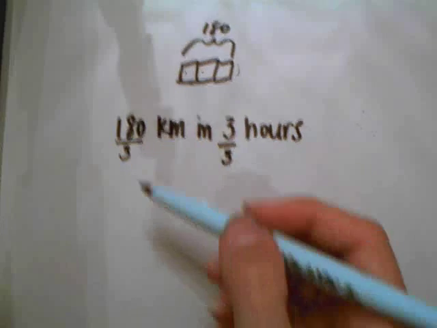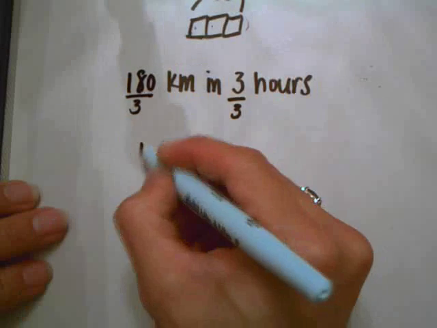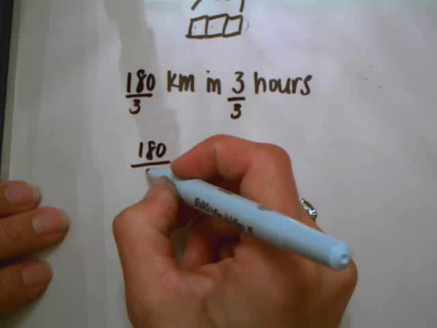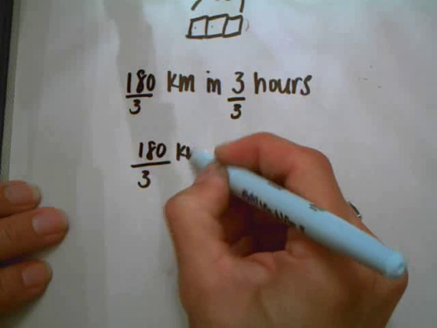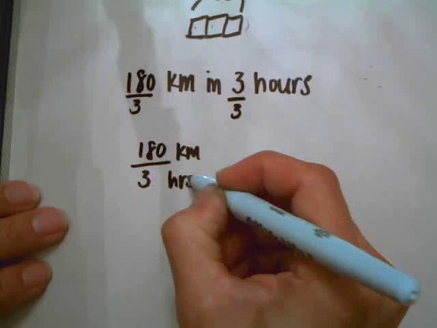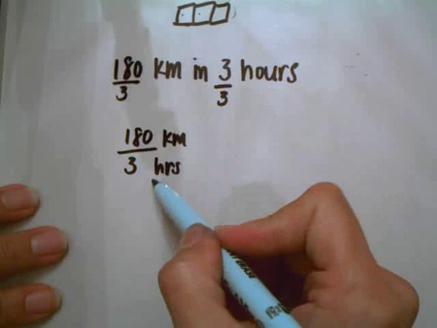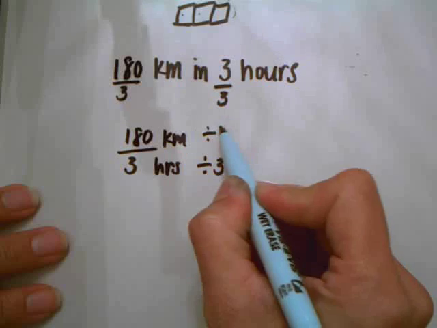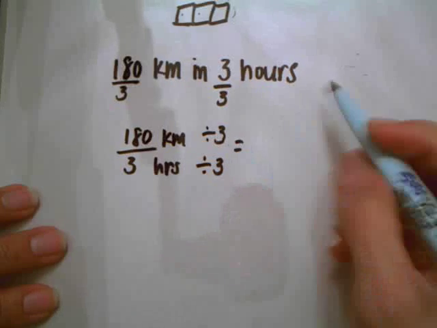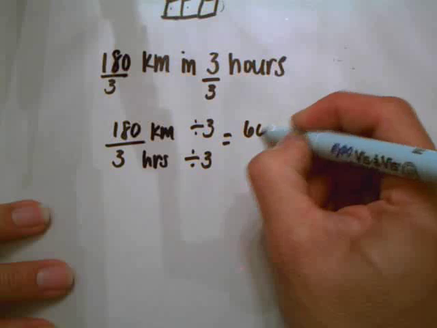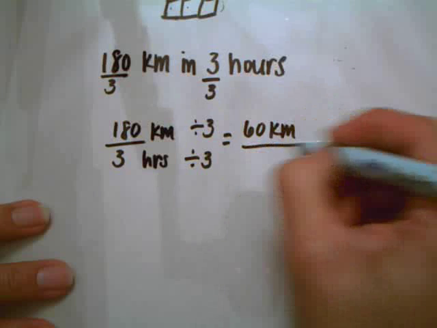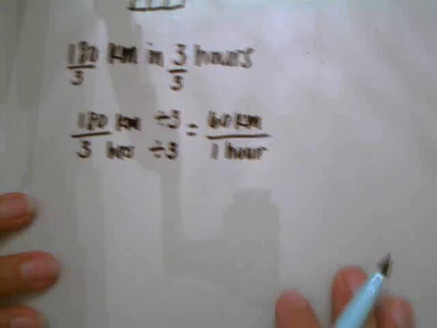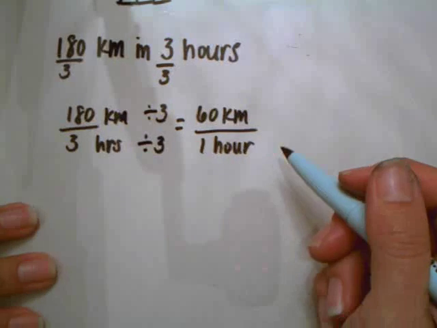Okay? So when I do that, let's just set up a ratio. 180 kilometers in 3 hours. So this is still kilometers, and this is still hours. All right, then to get this down to 1, I'm going to divide this one by 3, and I'm going to divide this one by 3. And when I do that, I'm going to get 60 kilometers in 1 hour. All right, so now there's my unit rate. This is my unit rate, my rate of proportionality.